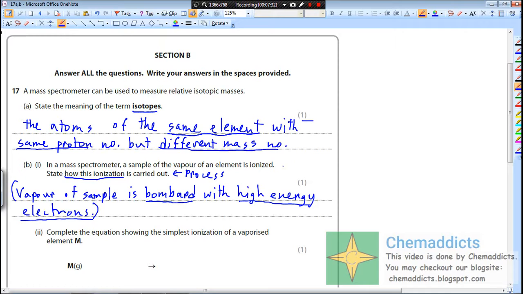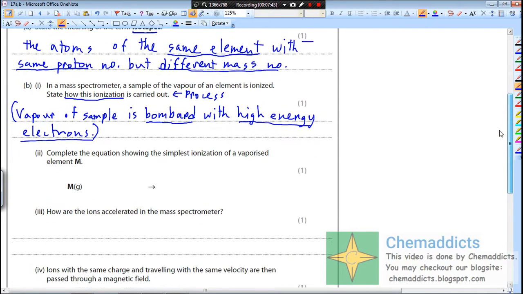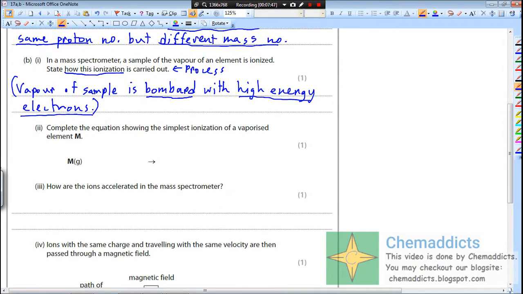So fellas, this is the actual answer to this question. I hope that you have got it clear. So now let us move on to the next question. If you have any confusion or question regarding this answer, please let me know in the comment section.